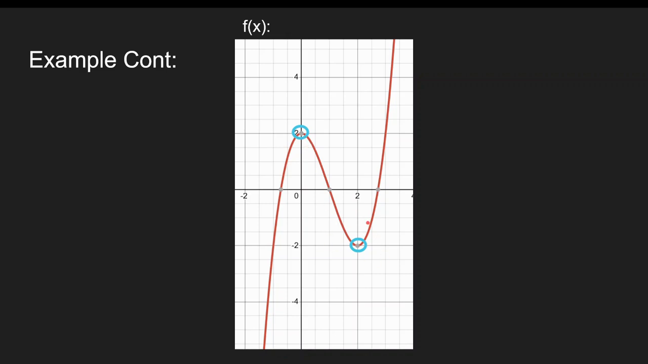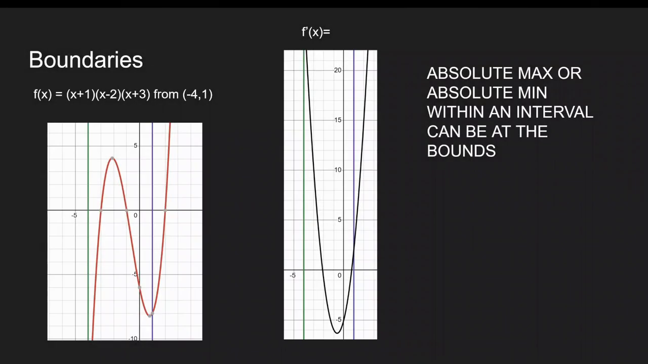But there are a lot of questions you'll get in AP Calc which don't necessarily just ask about the function or its local minimum and maximum. It'll ask about the function between boundaries, for example. So let's take this function: f of x is equal to x plus 1 times x minus 2 times x plus 3, from the boundaries x equals -4 to x equals 1.